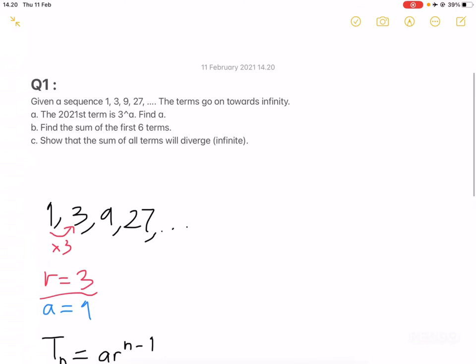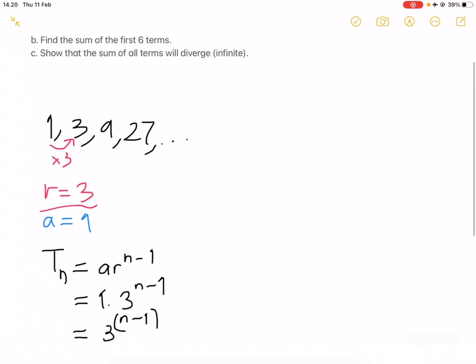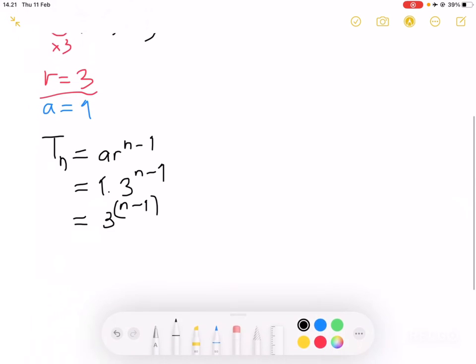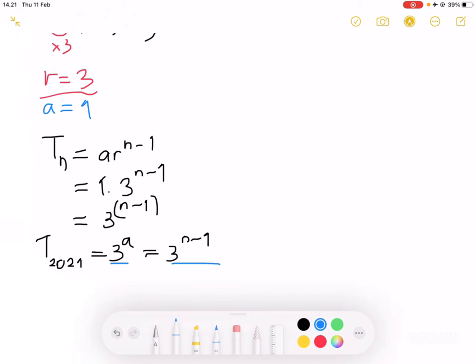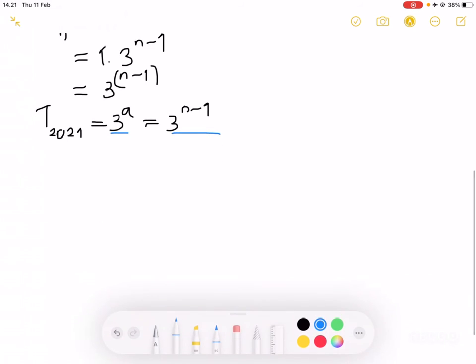Alright, substituting 2021 to find a. So T of 2021 is equal to 3 to the a, which is equal to 3 to the n minus 1. And since exponents are increasing functions, we can eliminate the 3's and just focus on the exponents. So we're just left with a equals n minus 1.